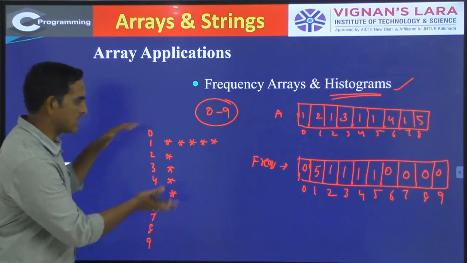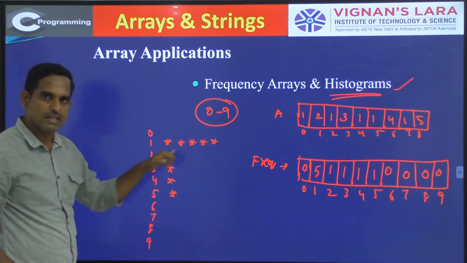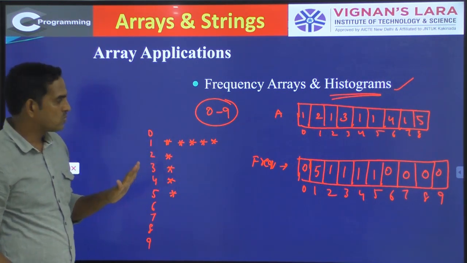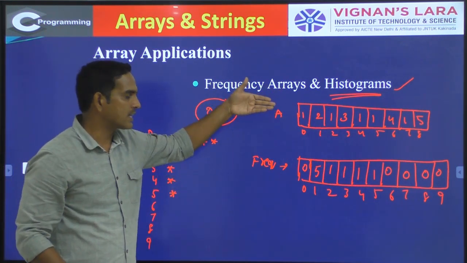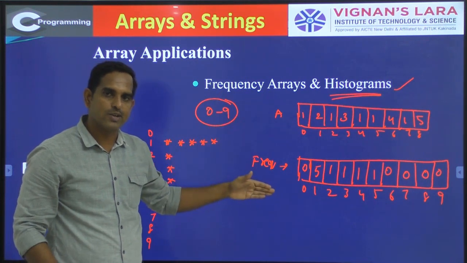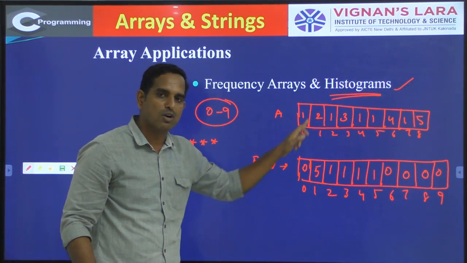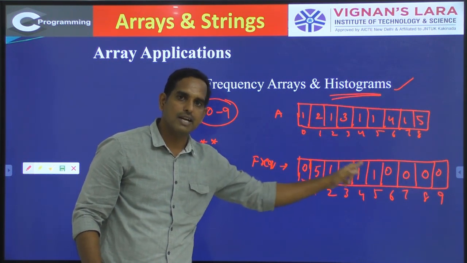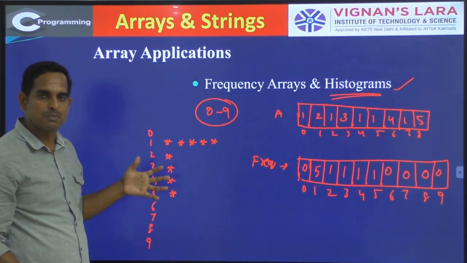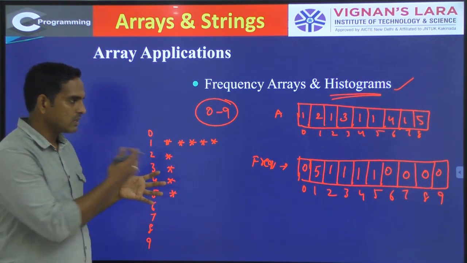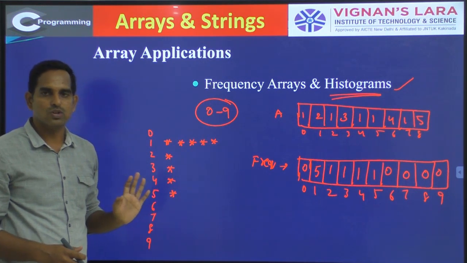You can think of a histogram as a bar graph like thing, where you will be representing them with stars. So your arrays can be used to implement this part: you can take the original array, and from that original array you can create the frequency array. The frequency array is nothing but the number of times the particular elements are repeated. From this frequency array you can create your histogram in this manner. Okay, this is about writing the logic for your frequency arrays and histograms.